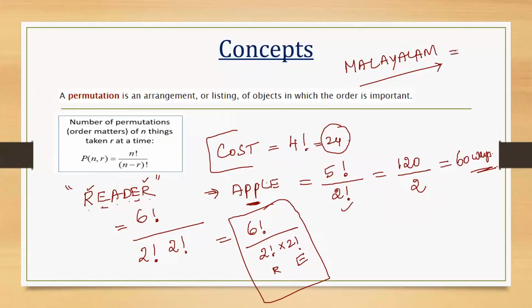So Malayalam, just count the number of letters. We have 1, 2, 3, 4, 5, 6, 7, 8, 9, right? So 9 factorial. Divide by M repeated 2 times, so 2 factorial. A repeated 4 times, so into 4 factorial. Then L 2 times. That's all. Is it clear? No need to find the exact value, but just write it in terms of factorial. Is it clear?